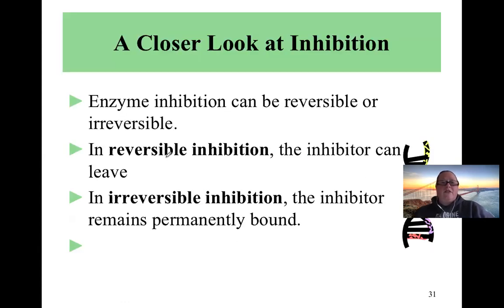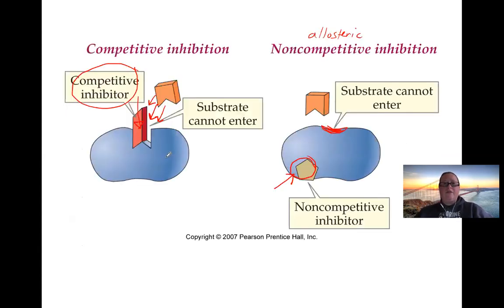Two types of inhibition include reversible and irreversible, and both have many, many examples in science, in our bodies, in nature. And whether it's reversible or irreversible, we can have competitive inhibition, in which the inhibitor is taking up the active site so the substrate cannot enter, and non-competitive, in which the inhibitor is binding to a different part of the enzyme, which changes the shape of the active site. Non-competitive inhibition is also known as allosteric control.